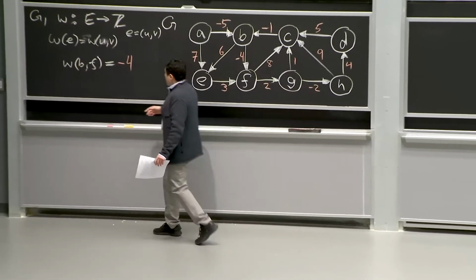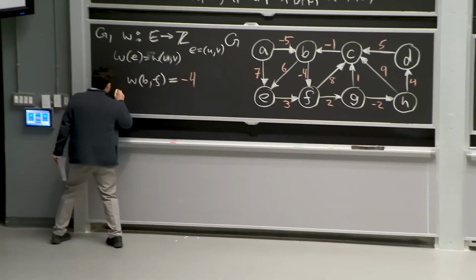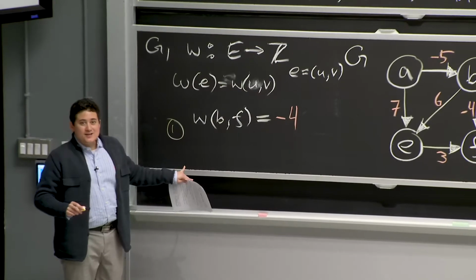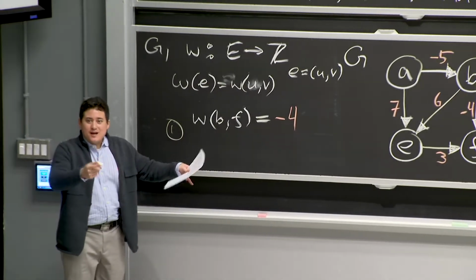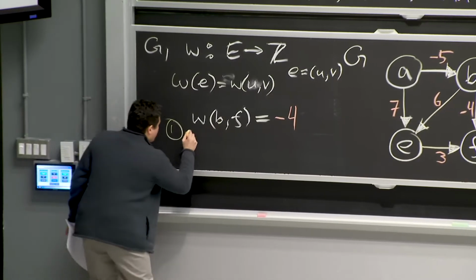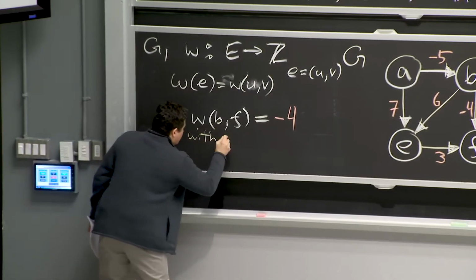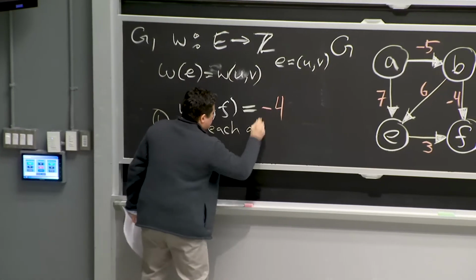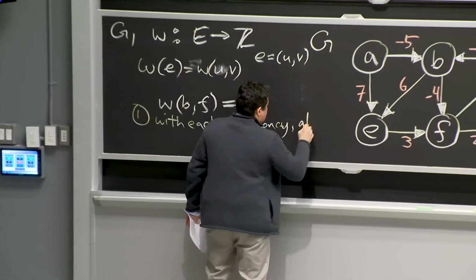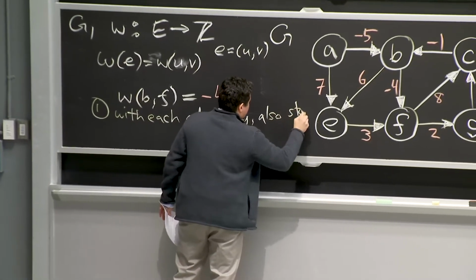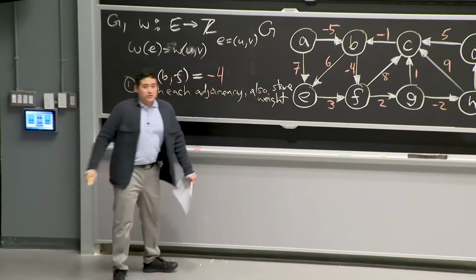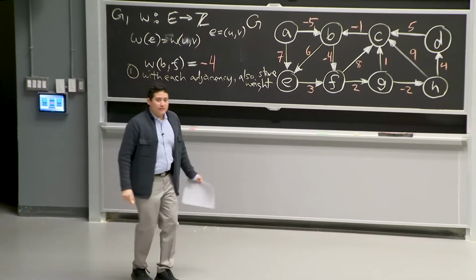So there are two common ways to store these weights. One is just with every adjacency, I'm going to store its weight, maybe just in a tuple, with each adjacency also storing the weight of the edge that it corresponds to, right? Just in any way.